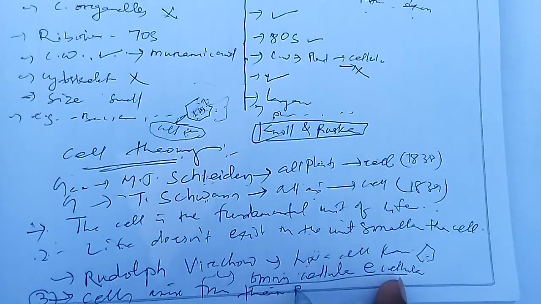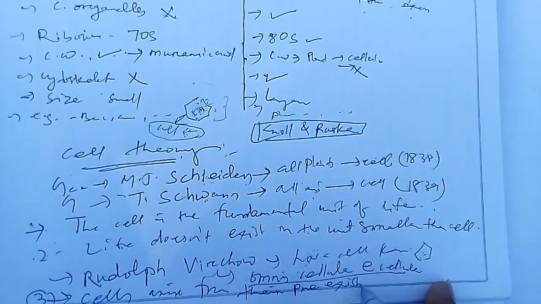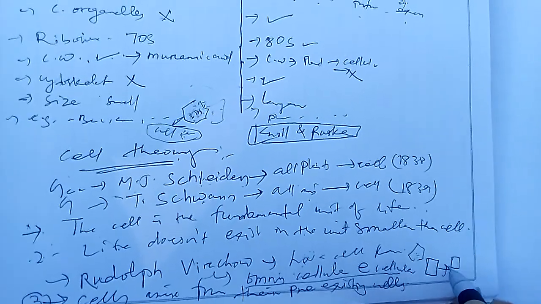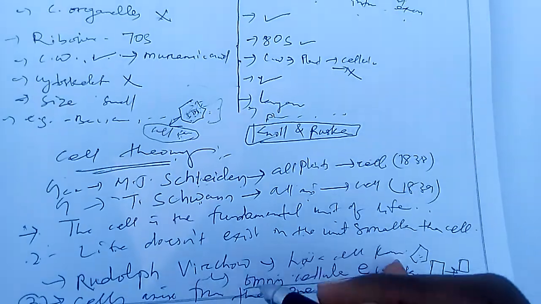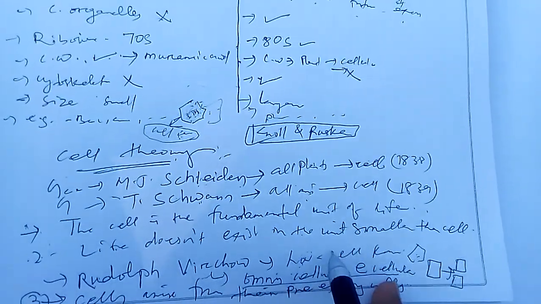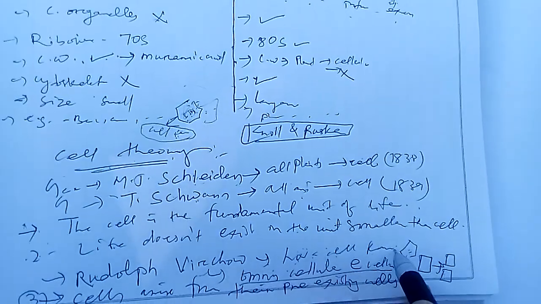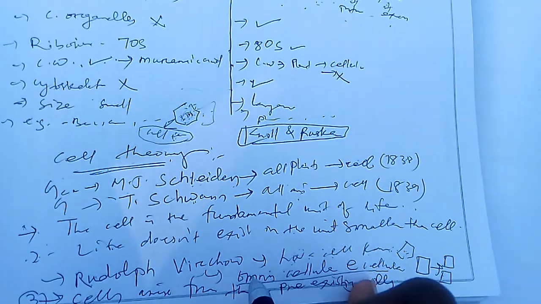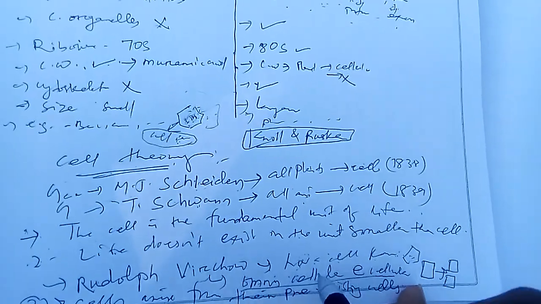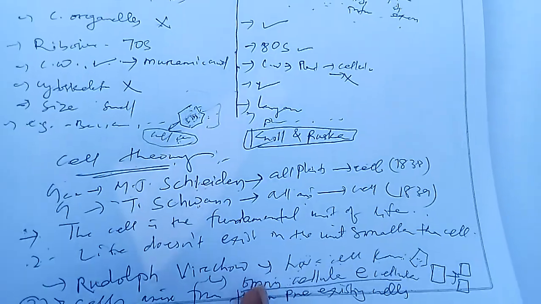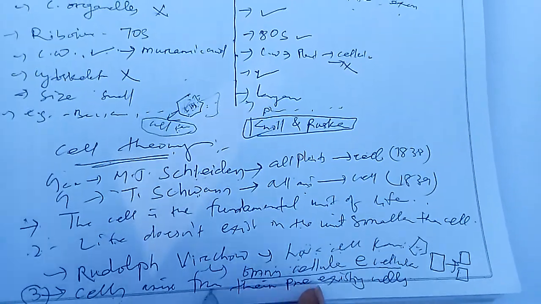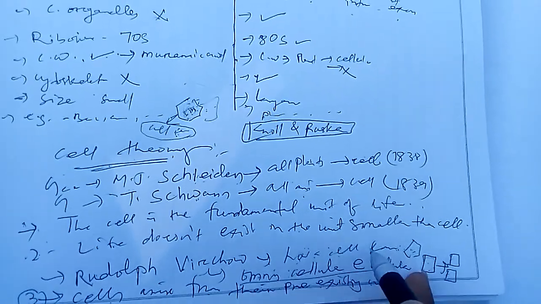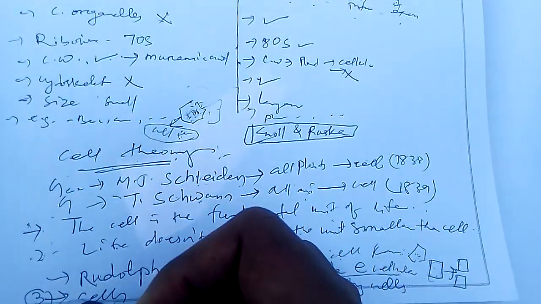This is the third postulate of the cell theory: all cells arise from pre-existing cells. When a single cell divides, it forms new cells. So Rudolf Virchow asked how a cell arises, where a cell comes from, and answered his own question: omnis cellula e cellula, meaning all cells arise from pre-existing cells. The cell that is present divides to form new cells. So these are the three main postulates of the cell theory.